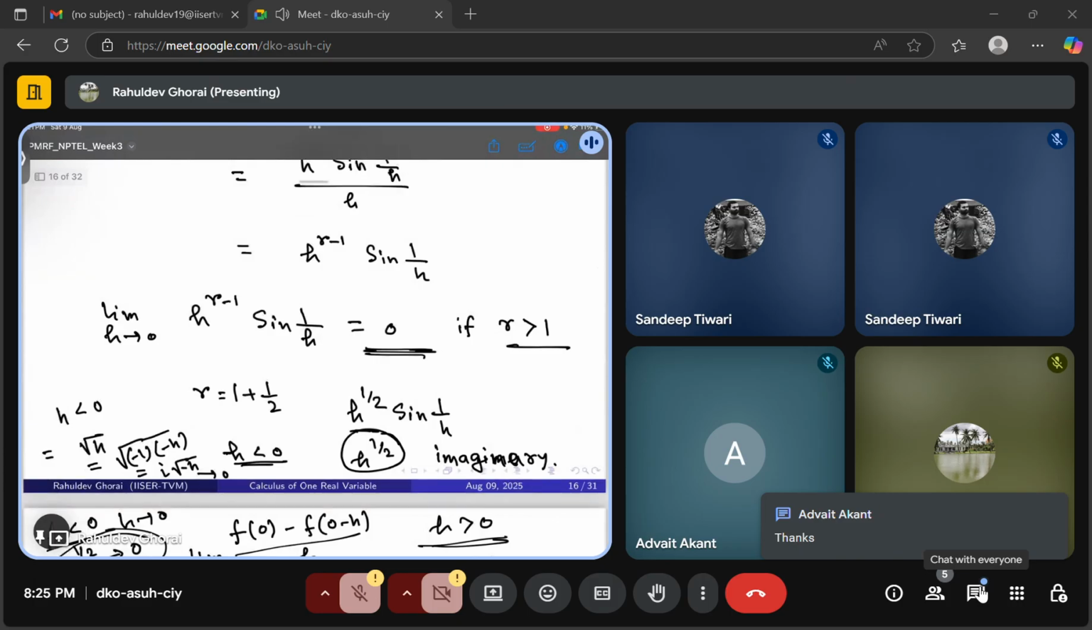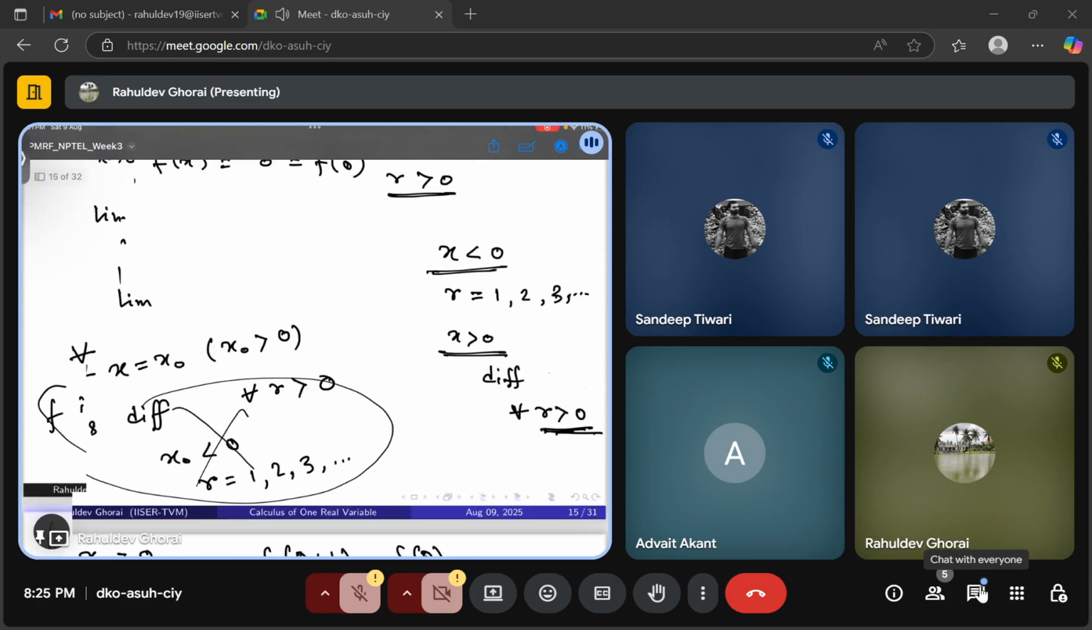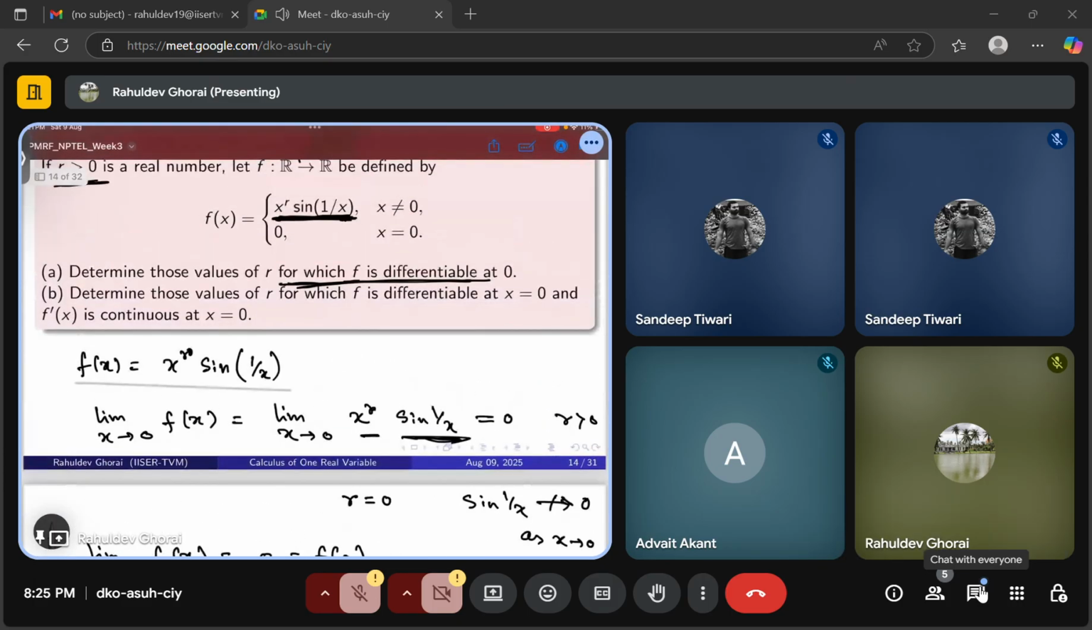For r greater than 1, it is differentiable. And for continuous differentiability, you compute f dash x and check the continuity of f dash x. So f dash x will be, as x is differentiable, x to the power r minus 2 cos of 1 by x plus r times x to the power r minus 1 sine of 1 by x, and 0 at 0.